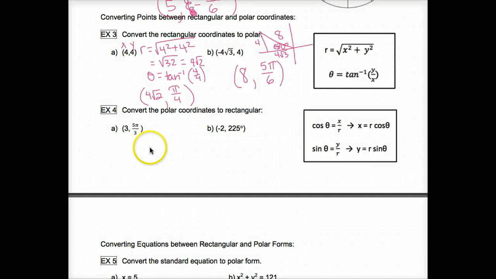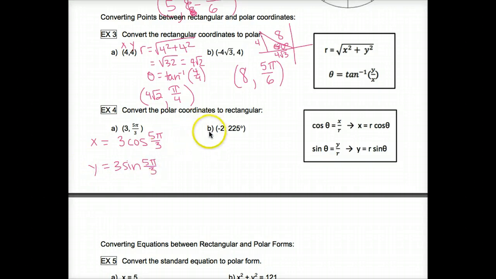If we're going the other direction, meaning we want to convert from polar coordinates back to rectangular coordinates, we're going to use what we have over here. Because we know that the cosine of the angle is x over r, and sine is y over r, that means that x is r cosine theta and y is r sine theta. So I can say x equals r cosine theta and y equals r sine of theta.